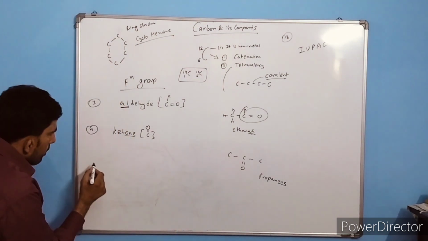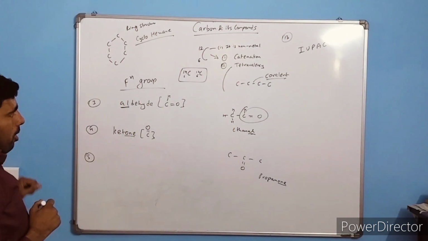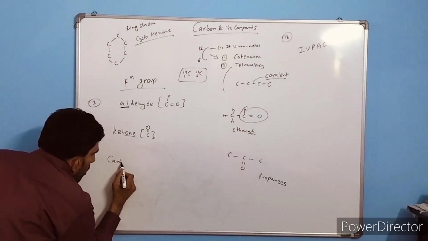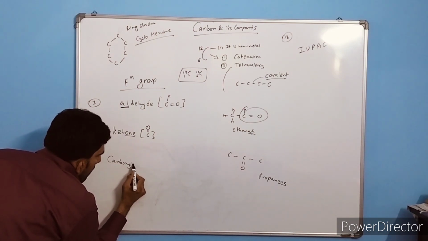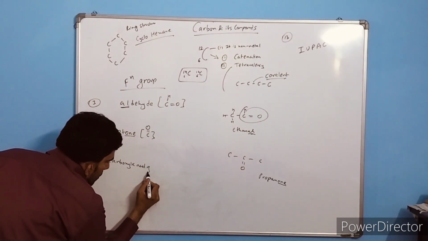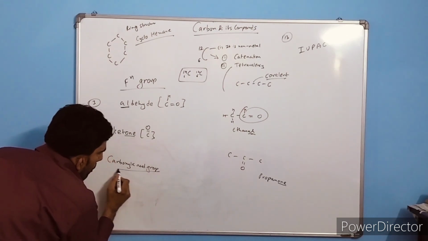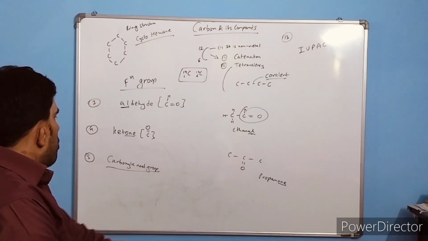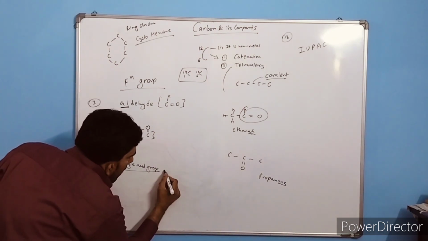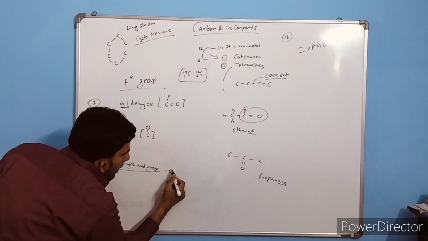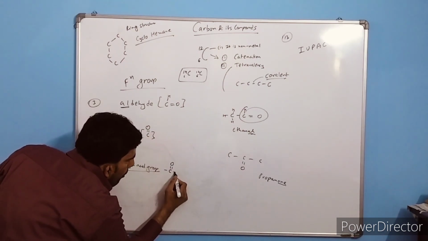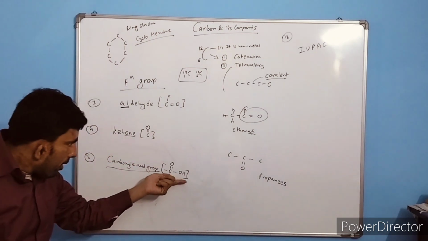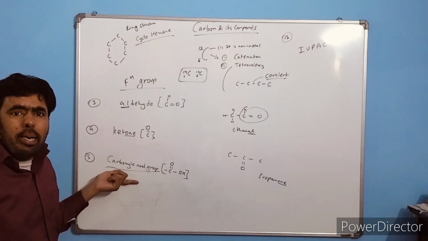Now move to the last functional group, that is called the carboxylic acid group. How will you identify a carboxylic acid group? Like this. COOH. That is how you identify that this group is a carboxylic acid group.